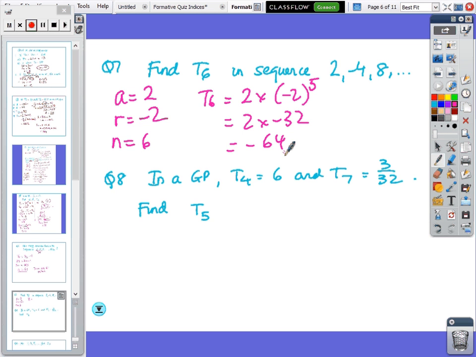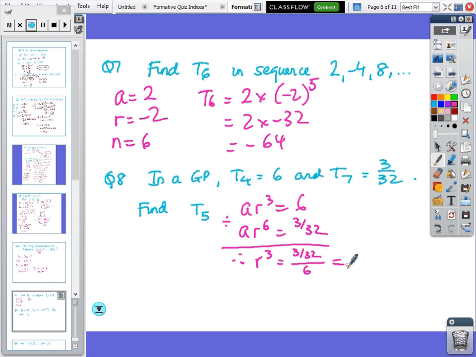Next one. ar cubed equals 6, and ar to the 6 equals 3 over 32. So we divide to get rid of a. So r cubed equals 3 over 32 divided by 6, which is 1 over 64. So r will be the cube root of 1 over 64. The cube root of 1 is 1, the cube root of 64 is 4, so r is a quarter.